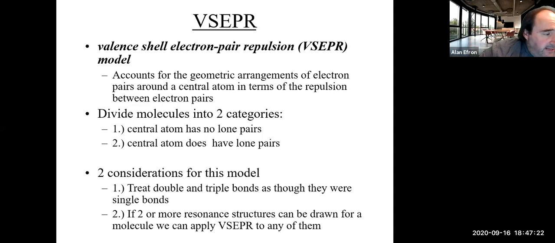There are really two categories. There's one where we draw the Lewis structure and you have no non-bonding electrons on the center atom, so no dots on the center atom. And there are ones where you draw the Lewis structure and you have non-bonding electrons on the central atom, which are the dots. That is another type of situation that occurs.